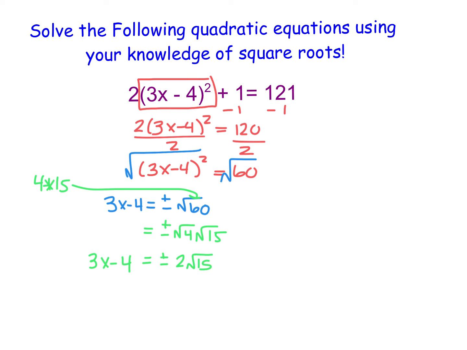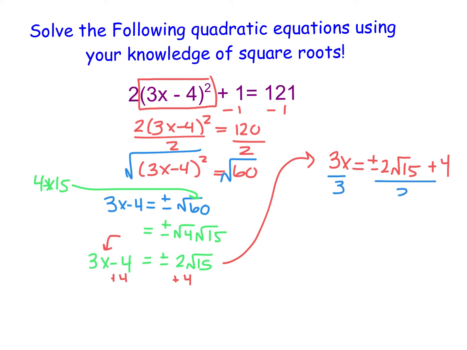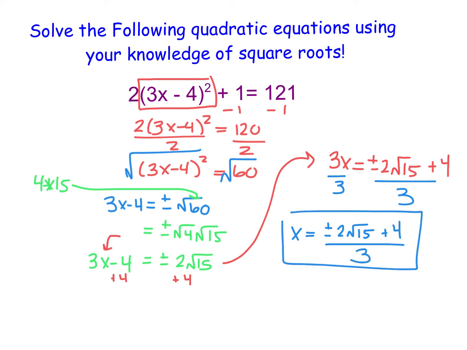Now, in order to figure out what my value for x is, I need to get x by itself. So I need to solve for x. So I'm going to start by adding 4 to each side. And so that makes it 3x is equal to plus or minus 2 square roots of 15 plus 4. And then we're going to divide both sides by 3. So I find that x is equal to plus or minus 2 square roots of 15 plus 4, all divided by 3. Now, you can leave your answer like this.